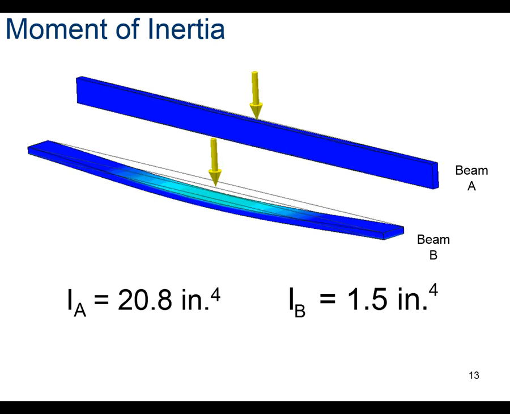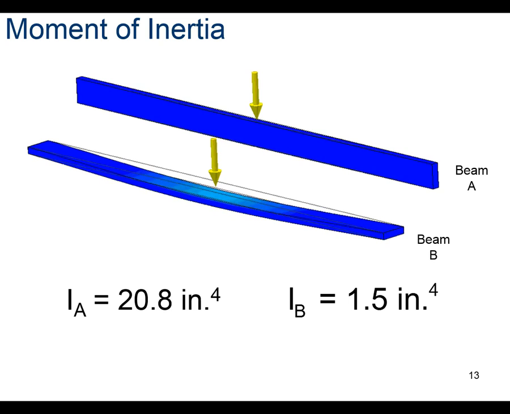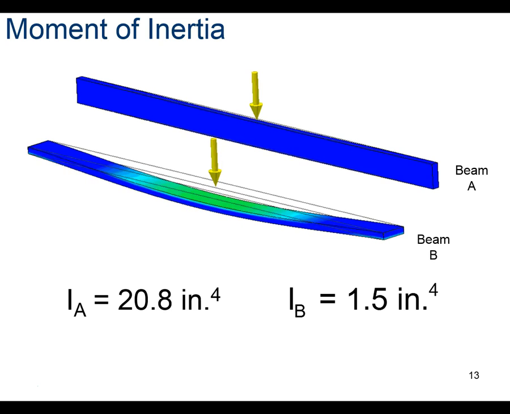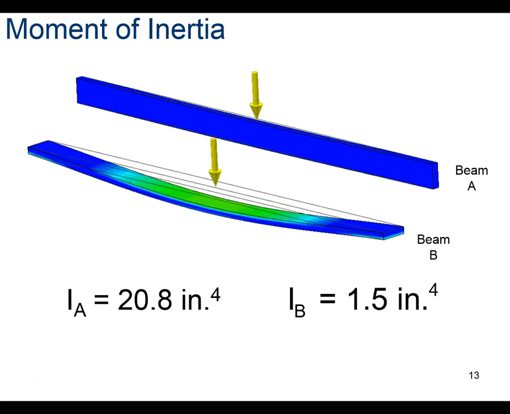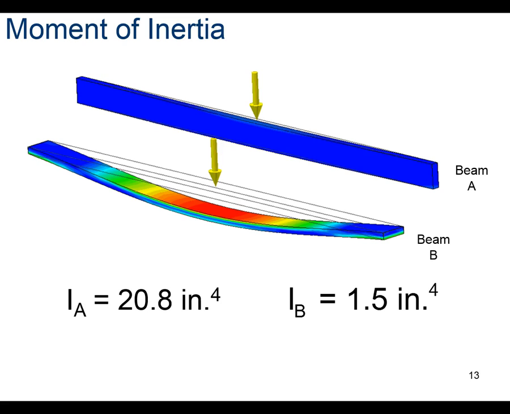Finally, let's compare the area moment of inertia for beam A and beam B to see how much more beam B will deflect than beam A. Remember that earlier we stated that beam B was going to bend more than beam A, given that the same load is applied to both.